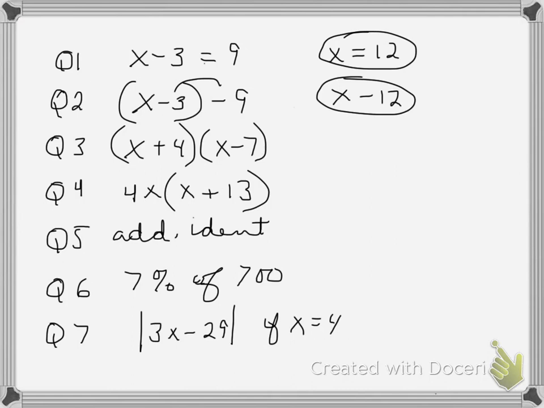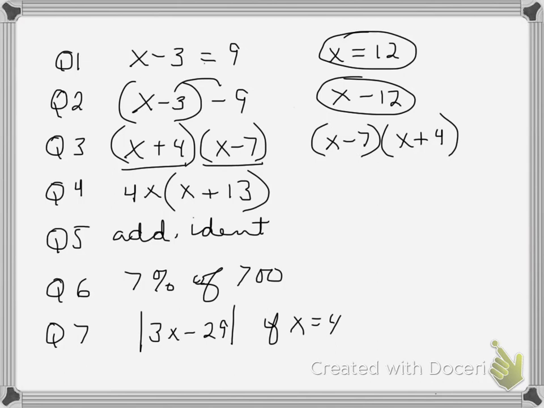For number 3, we want to commute the two factors. We have this as a factor and this as a factor. We want to change their order, so you would simply write the second factor first and the first factor second. They're not asking you, notice, to FOIL. They're just asking you to change the order.